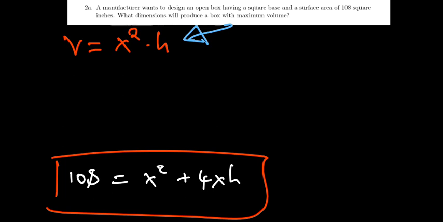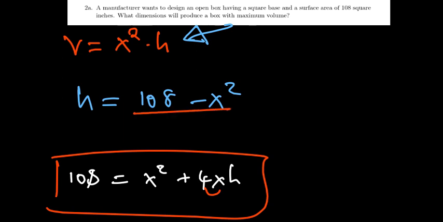So in the second equation, therefore, we can work on our h. We can make it the subject, so that we substitute in the other equation. So if you make h a subject, you're going to have 108. This goes the other side, it becomes negative, and then you have the 4x attached, so divide by the 4x. So at that point you've made h a subject.